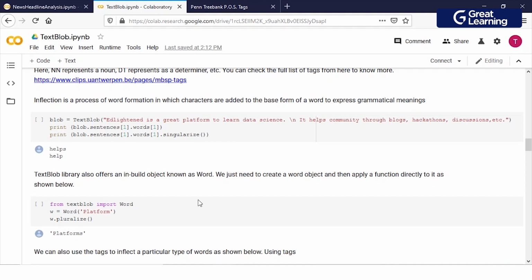So if you do this, blob dot sentences one. Had it been 0, it would have picked up the first sentence. 1 means it will pick up the second sentence. And when it picks up the second sentence, you can pick up the second word inside it. And then you can make it singular. So I first picked up the word, the answer was helps. And if I want to make it singular, I can singularize it, the answer becomes help. So from helps, we have gone to help.